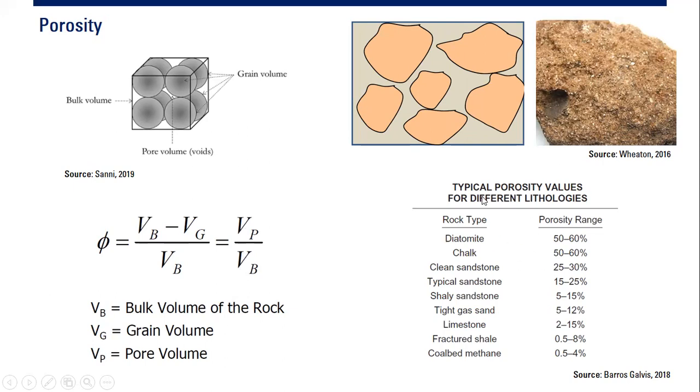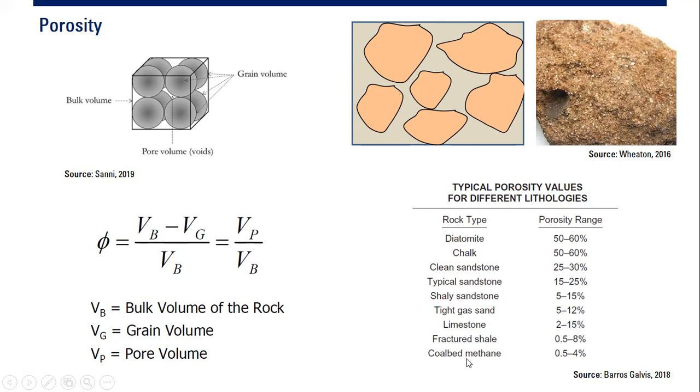And this table is the typical porosity for different lithologies. So you can see for diatomite and chalk, we can achieve 50 to 60% the porosity. For clean sandstone, maybe 25 to 30%. Typical sandstone, 15 to 25. So you can use this as a rule of thumb if you are not so sure about your porosity. Shelly sandstone, 5 to 15. Tight gas, 5 to 12. Limestone can be quite small, but can be big porosity also, 2 to 15.